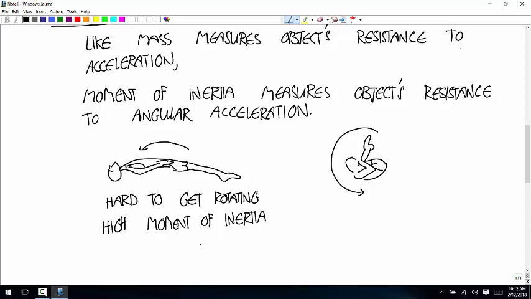The moment of inertia is denoted with a capital I sub A. This is easy to get rotating. And so this is a low mass moment of inertia.